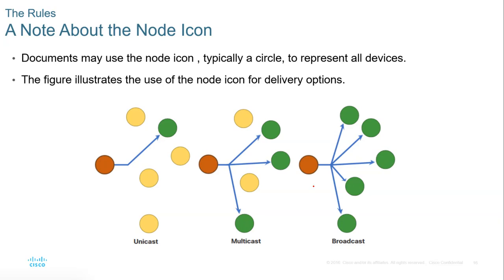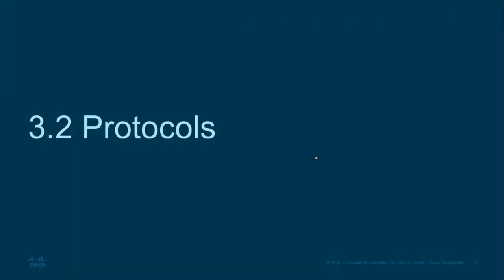So the same here, as you can see: unicast is one to one, then one to many is multicast, and then one to all is broadcasting.